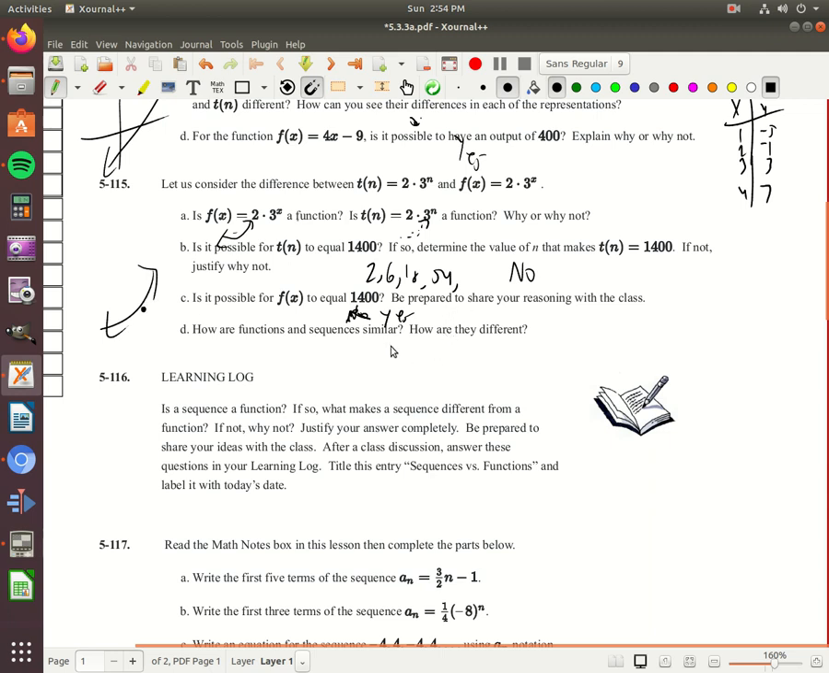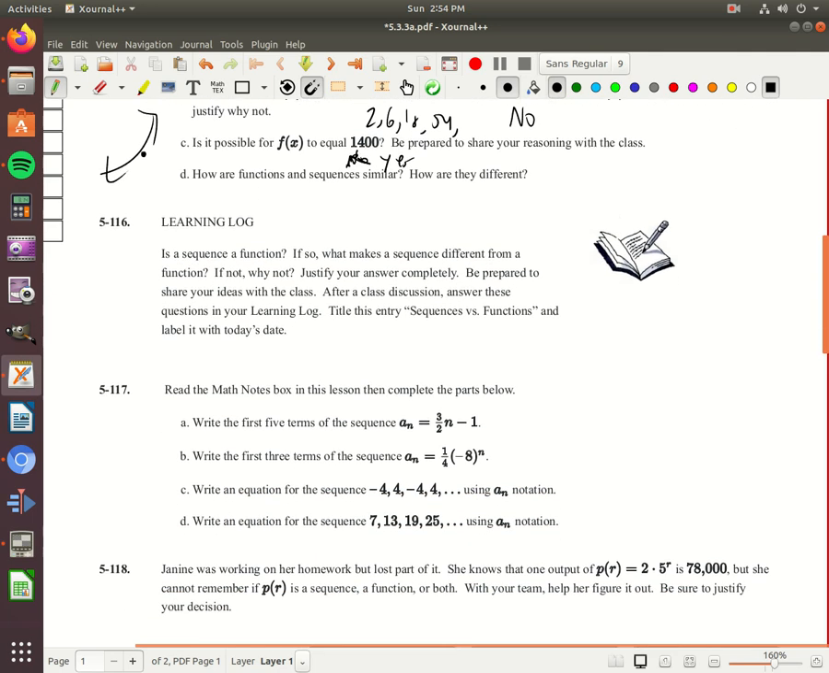So how are functions and sequences similar? They're similar in that they're both functions. They both have inputs, outputs. The equations are essentially the same. They're different in that sequences are discrete and functions are continuous. And sequences have a domain that is restricted to 1, 2, 3, 4, 5, again, the counting numbers. Whereas a function can be negatives, zeros, decimals.